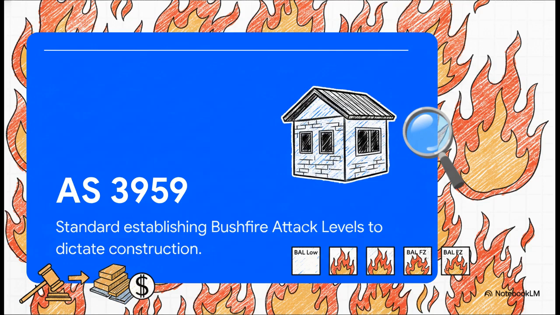Now, here is a super vital piece of information to remember. Industry standards, just by themselves, are actually not legally binding. But when a standard like AS 3959 is referenced and enforced by legislation like the NCC, suddenly it actively dictates what materials you can use. So if you're building in a high BAL zone, the law literally demands specific, fire-resistant materials. And as the estimator, you've got to price those specific and, yeah, usually way more expensive materials right into your estimate.